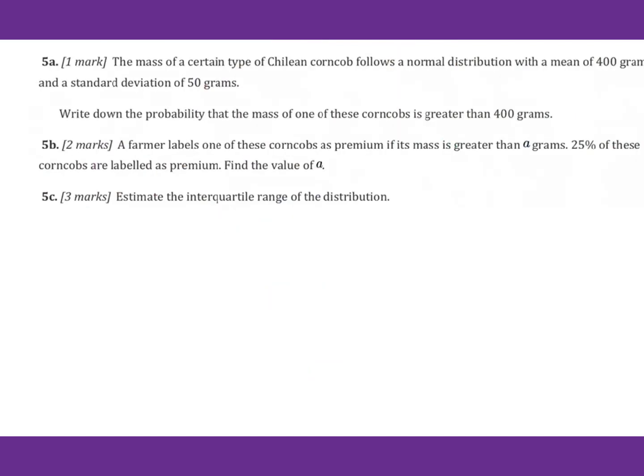Let's go to 5A. According to this information, this event follows a normal distribution. We know the mean equals 400, the standard deviation equals 50. I'm looking for the probability that X is greater than 400.